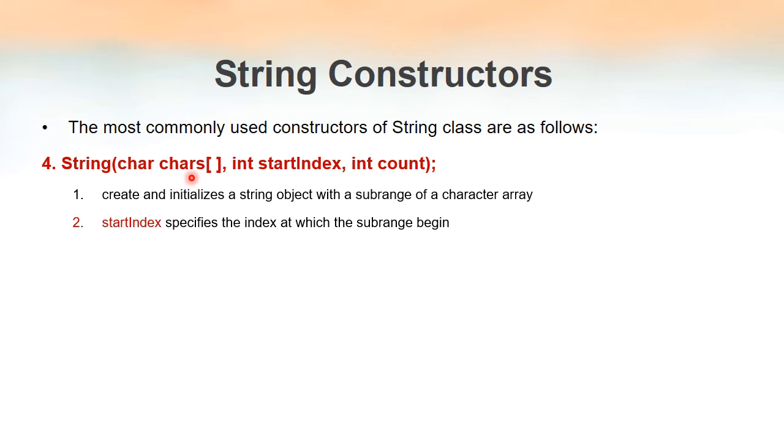So here this is an array of characters. From this character array, from which index we have to start creating the string? That is what we mean by the second parameter, that is the start index. And the third parameter is the count. That is, starting from this index, how many characters we need to use to create the string.